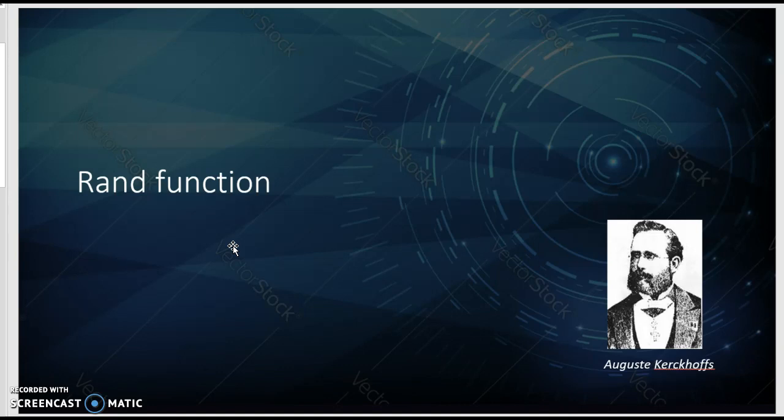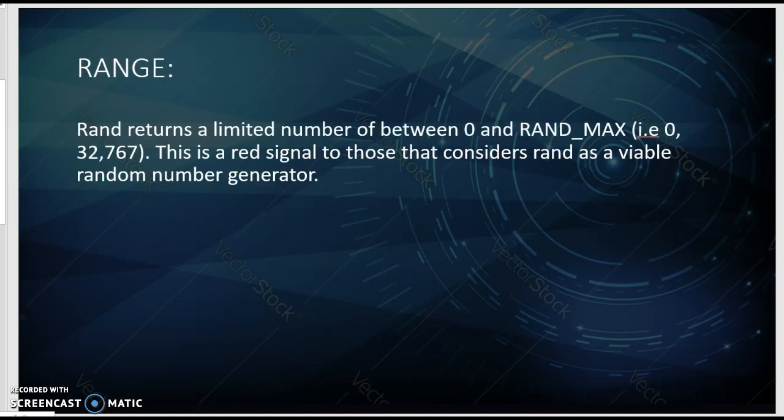So let's dig deeper into the rand function by discussing some of its properties. The first property of the rand function that I want to talk about is the range. The rand function returns a limited range of numbers, and this range is basically between 0 and RAND_MAX. Okay, let me quickly show you what RAND_MAX is. RAND_MAX is a variable in C++.